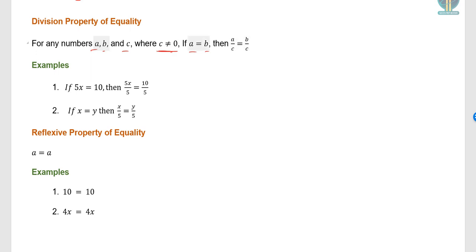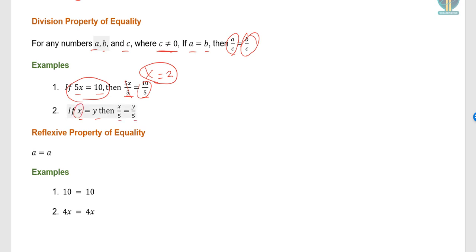So assuming c is not 0, then by dividing by c, both expressions remain the same. So a over c remains equal to b over c. Some examples: if 5x is equal to 10, then 5x over 5 is equal to 10 over 5. Again, dividing by 5 on both sides to simplify. So the 5's cancel. You get x equals 10 over 5, which is 2, right? So now we've just solved this. Another example: if x equals y, then x over 5 is equal to y over 5.